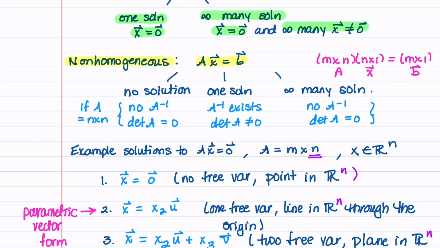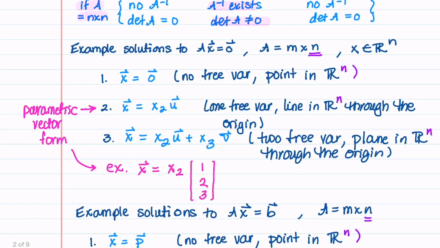With non-homogeneous linear systems, there are three types of solutions. You can have no solution, one solution, or infinitely many solutions. If A is an n by n matrix, when you have one solution, A inverse will exist, and the determinant of A will not be equal to 0. Let's now go over some example solutions to Ax = 0.